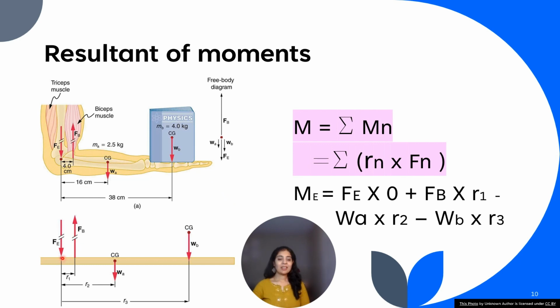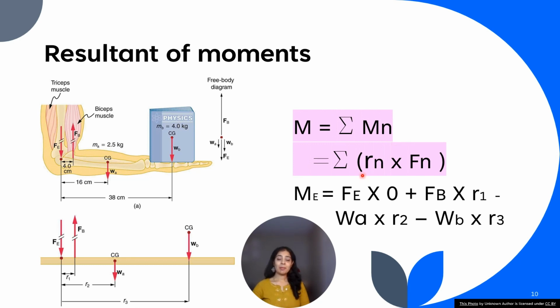So consider these are the forces acting on this body. Force Fe, that is force of the triceps muscles acting downwards, force of the biceps muscles acting upwards, Fb, weight of the hand acting at CG, it is Wa, and weight of this book, Wb. So M, that is moments acting on the body, are summation of all the moments. And how are they calculated?